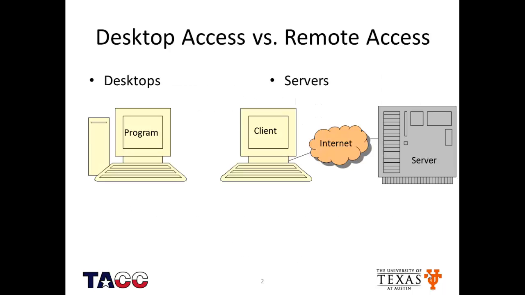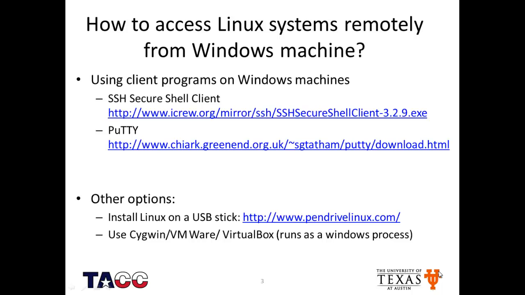Remote access means that you are logging into a computer system as an authorized user without being physically present at its keyboard. Let us now look at some of the ways to access Linux systems remotely from a Windows machine. Well, you can use client programs on Windows machines like SSH Secure Shell Client or PuTTY, which will help you connect to the remote system. The links for downloading SSH Secure Shell Client and PuTTY are there on the slide.